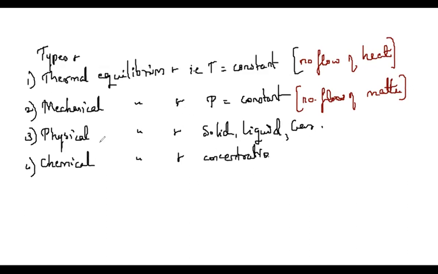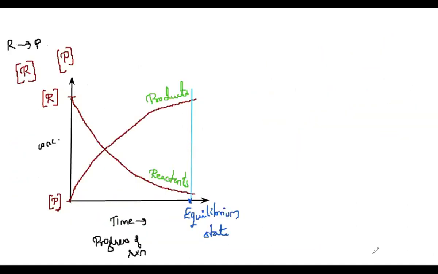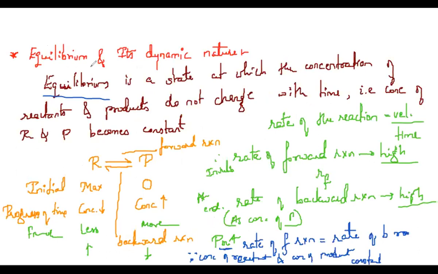In this topic, we are going to discuss two equilibria: physical equilibria and chemical equilibria. So what all did we discuss now? Equilibrium and its dynamic nature. You understood why it is said to be dynamic? So equilibrium is a state at which the concentration of the reactants and products does not change with time. That is, the concentrations of reactants and products become constant.